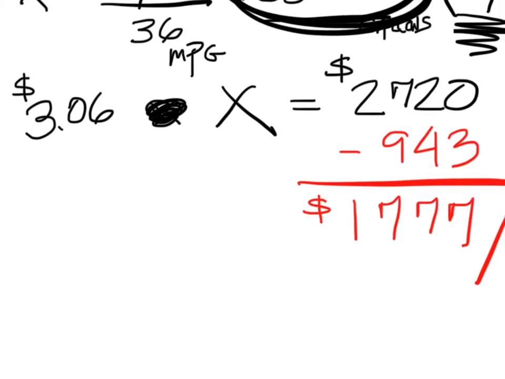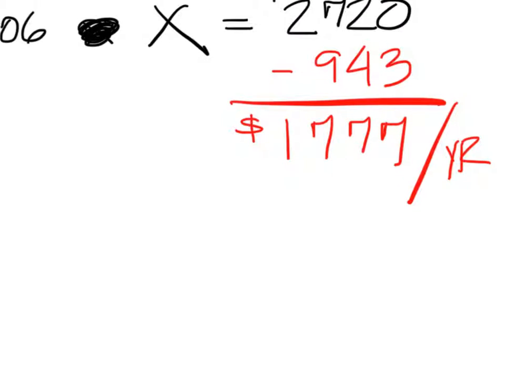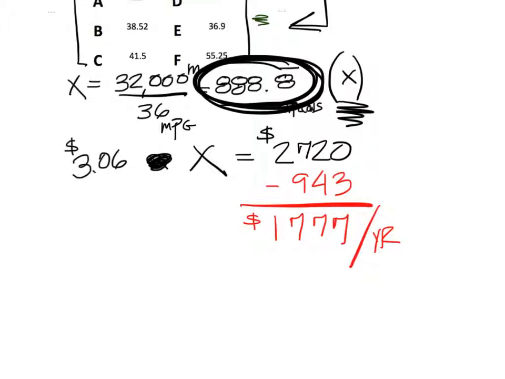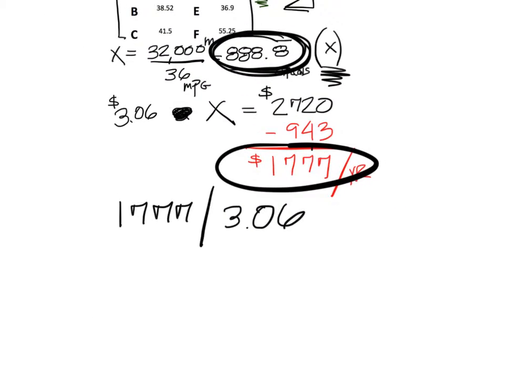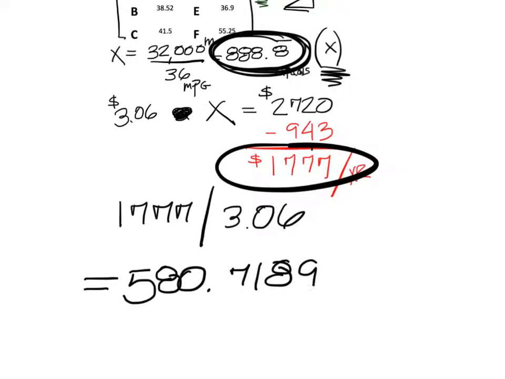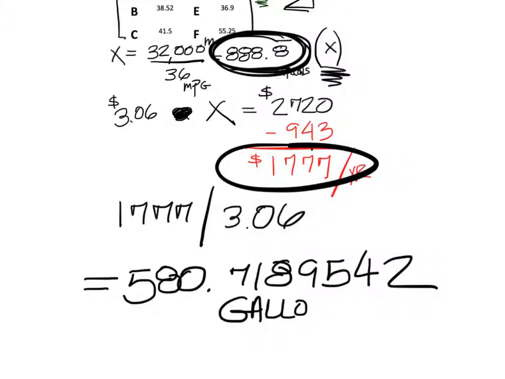So we'll go down here with 1777. And we're looking for miles per gallon at this point. So with this, we should be dividing 1777 by 3.06. Okay, and when we do that, 1777 divided by 3.06, how many gallons of gas has she used? 580.71895542. Did you get that? Yeah. Okay, and that represents gallons.